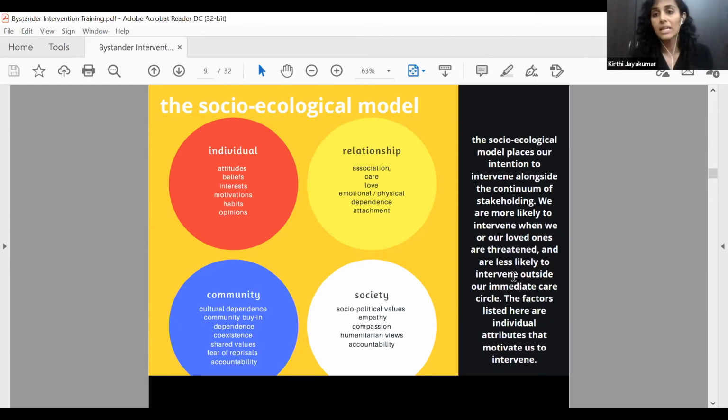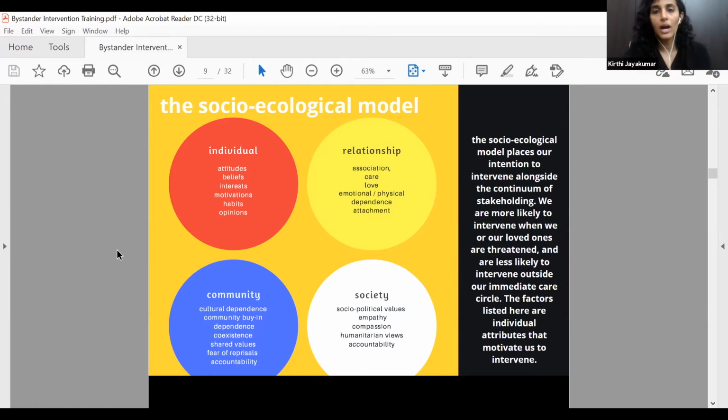But when it is society, you see that the values become more macro. Socio-political values in alignment with that. Themes of empathy, themes of compassion, themes of humanitarianism, and a sense of accountability. Now, these themes come into play when you look at the broader picture, when you look at the bigger picture, rather, the golden rule, the morality standard, the idea of what's right to do, and what feels like part of your engagement with that society itself.